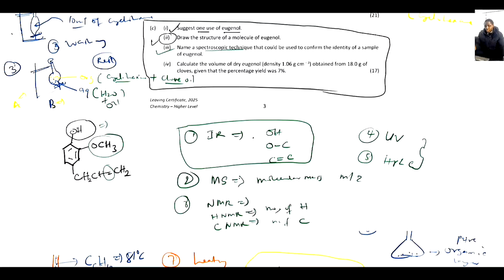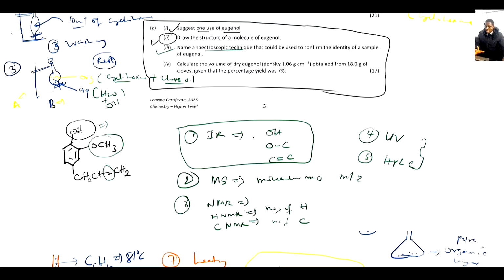But these three will help you to identify the identity of eugenol in the sample. These are the major ones. This one is just concentration, but it's not necessarily needed. Any of the three, 1, 2, 3, will do for you. But it's better to use the combination of the three to be on the safer side.